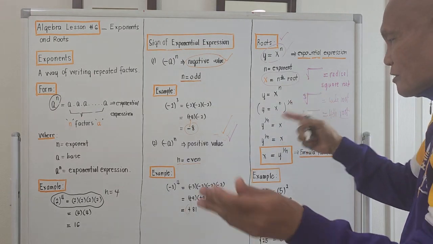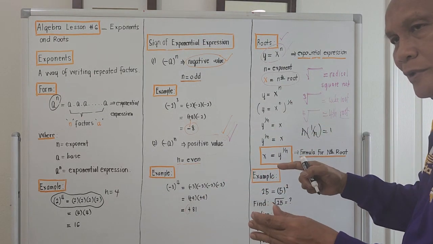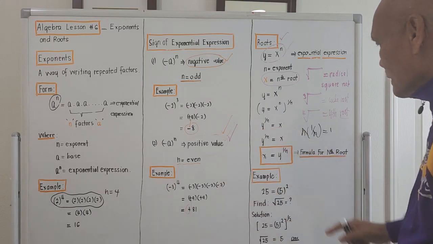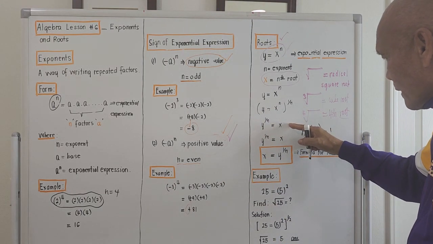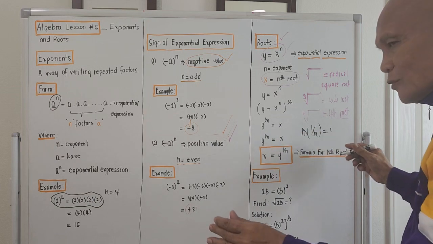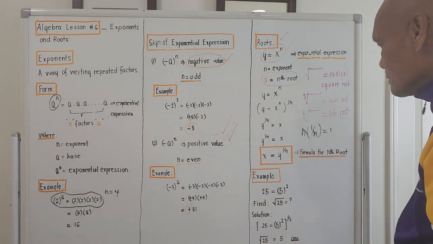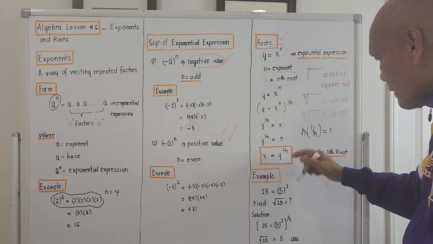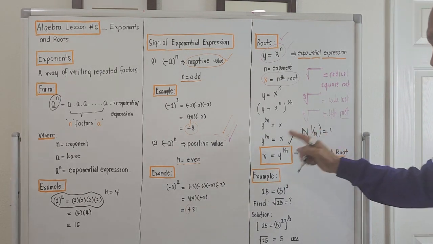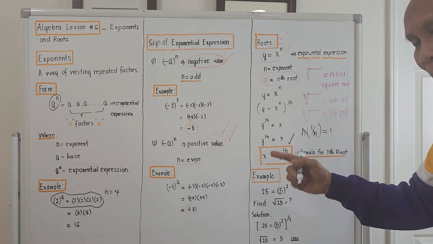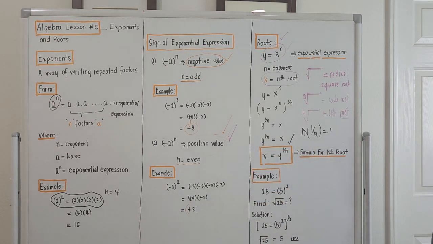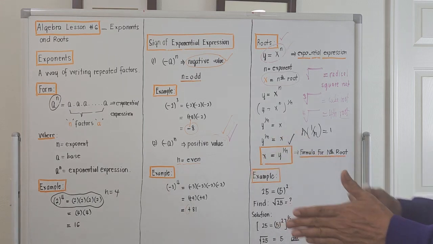x or x to the 1 is the same. If the power exponent is 1, we don't write it. So y to the 1 over n now will be equal to x. Transposing, x now will be equal to y raised to 1 over n. So the formula on how to take the root of any number, it should be a positive real number. Because if it's a negative real number, we could not take the square root. We must introduce the complex numbers, and that's another topic.